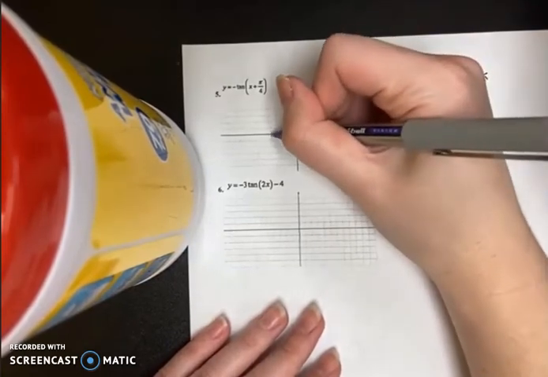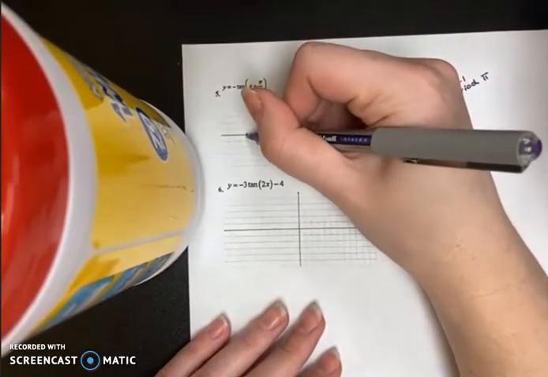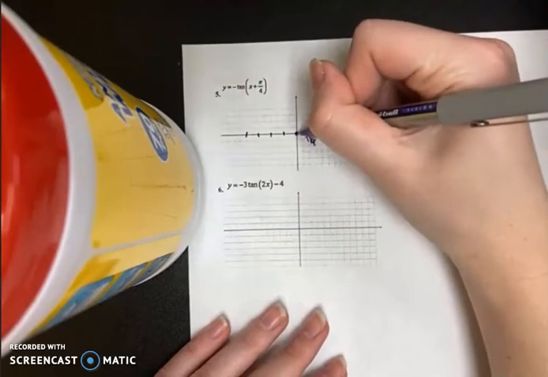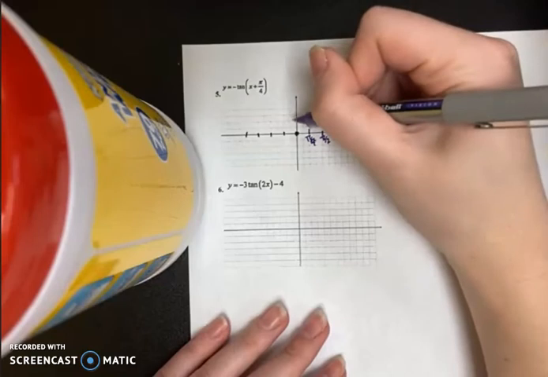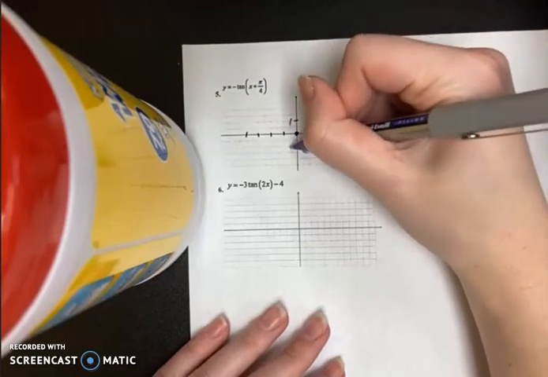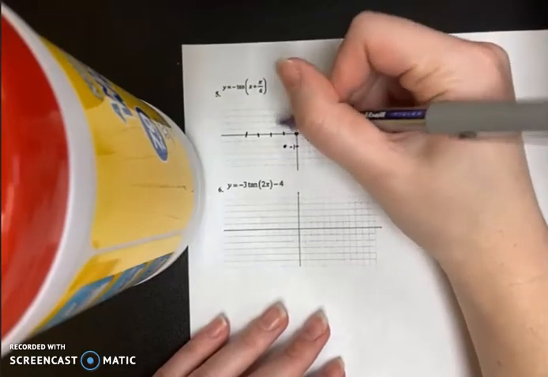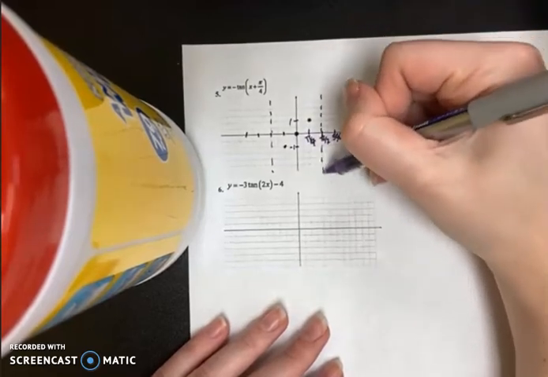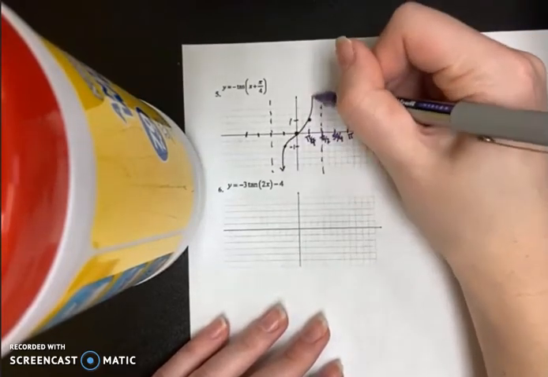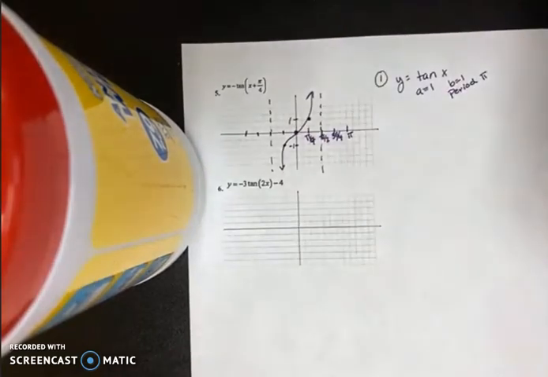I also am going to put 4 tally marks on the left-hand side. And I'm going to do the cycle that starts at the origin. So I'm going to move right and then up 1 unit, left down, and we have our asymptotes at positive pi over 2 and negative pi over 2. That should be the easy part for us by now.